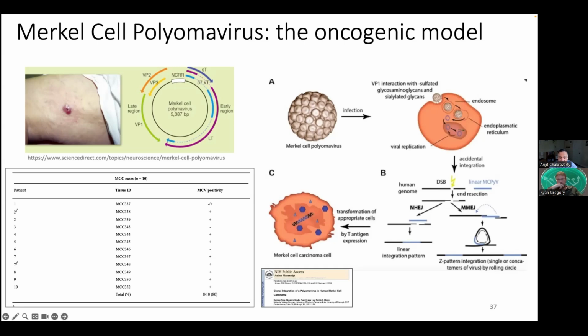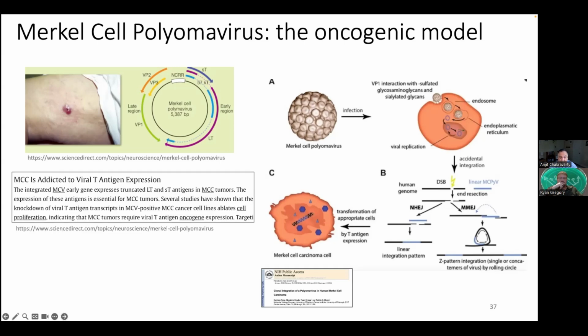The polyomas had the virus in them. And then this virus, viral T antigen, was what they found in each case. So at the end of the day, what they were able to identify was that the knockdown of the viral T antigen ablates cell proliferation. So you could make the argument that viral T antigen oncogene expression is addictive, and so the virus is addicted to this viral T antigen.